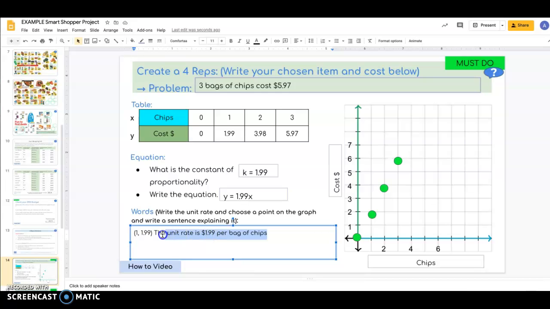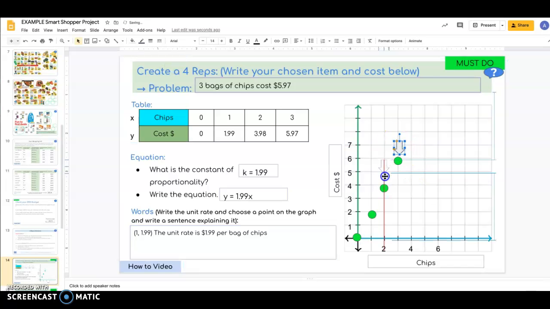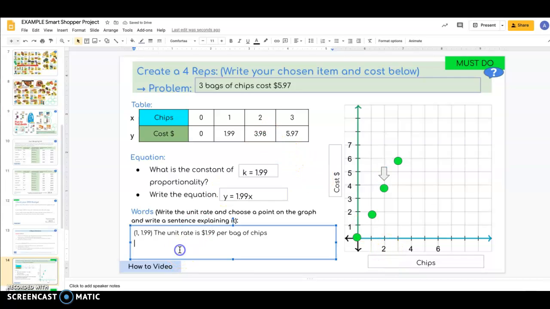So remember, your unit rate is telling how much it costs for 1. And then the second part of this is to choose a point on the graph and write a sentence explaining it. So I'm going to choose a different point. And I'm going to choose this point here. So I'm going to choose 2 and $3.98.